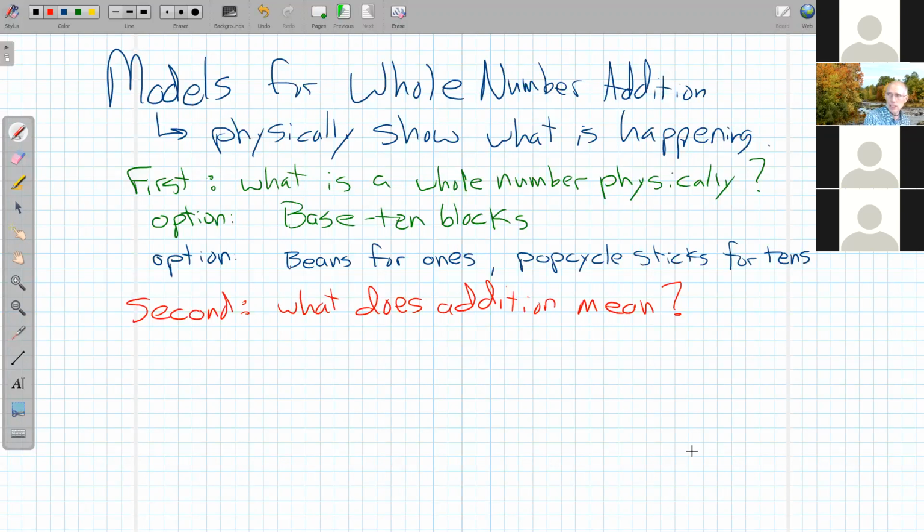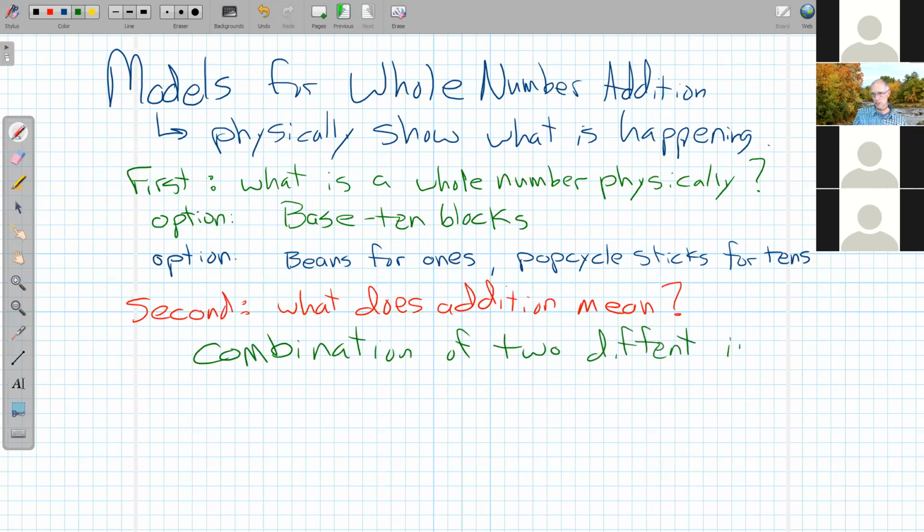What does addition mean? It's the combination of two different items. Combination of two different items. Okay, I'm with you there. Combination of two different, and you seemed a little uncertain about the word items. So I'm gonna put that in quotes, question mark. Okay, anybody else want to take a stab?